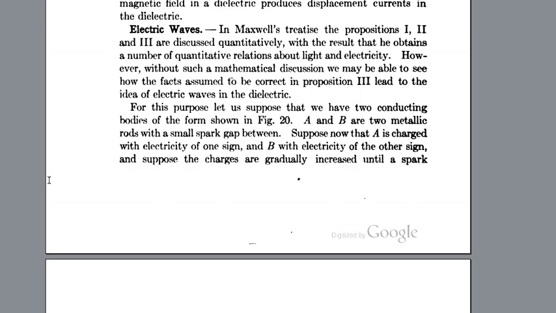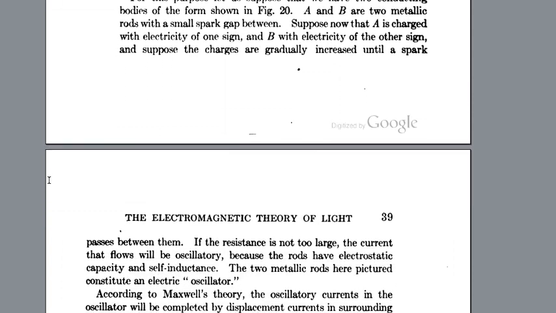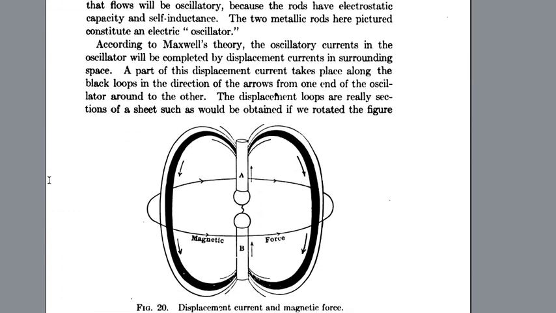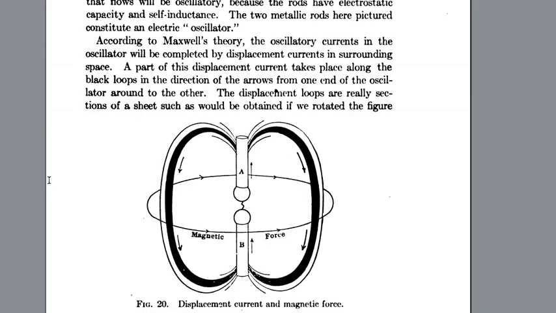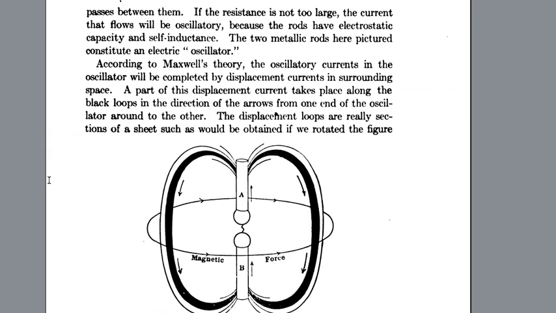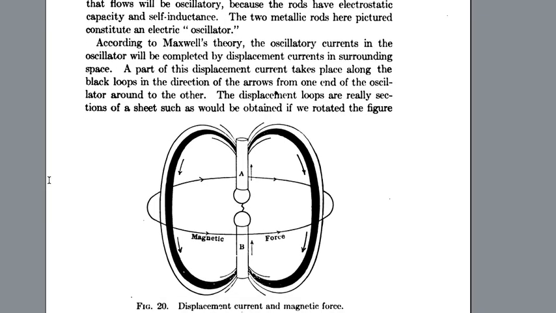A and B are two metallic rods with a small spark gap between them. Suppose now that A is charged with electricity of one sign and B with electricity of the other sign, and suppose the charges are gradually increased until a spark passes between them. If the resistance is not too large, the current that flows will be oscillatory because the rods have electrostatic capacity and self-inductance. The two metallic rods here pictured constitute an electric oscillator.